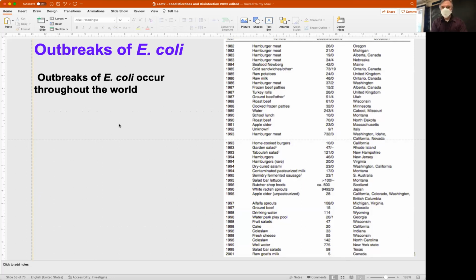And as you can see, what kind of foods can make this happen? So we have lots of locations in the United States and Canada: hamburger, seafood, cold sandwiches, potatoes, raw milk, frozen beef patty, turkey roll, ground beef, roast beef, patties, water, school lunches, apple cider, hamburger meat, garden salad, tabbouleh salad, cured salami, pasteurized milk. So somebody was serving pasteurized milk.